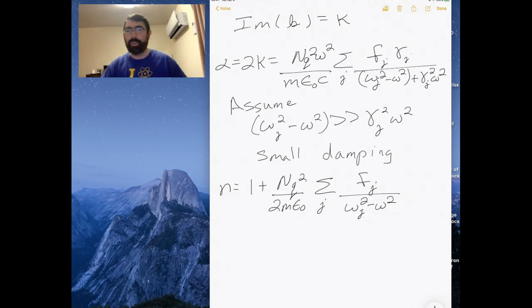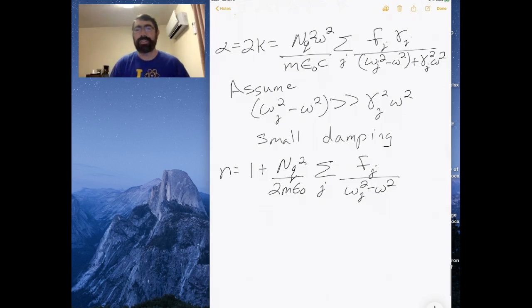Okay, and so that's pretty much where we're going to stop. We now have a frequency dependence. You have to know a little bit about the material, but we can make some pretty good assumptions, and we can get an index of refraction, which essentially is 1 with these small corrections due to the frequency of the light.